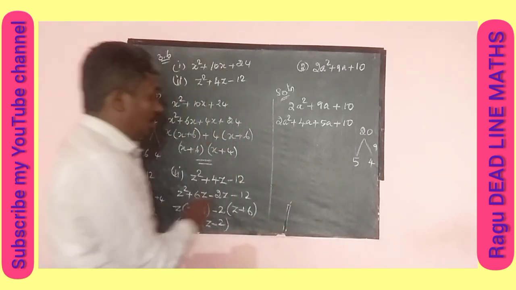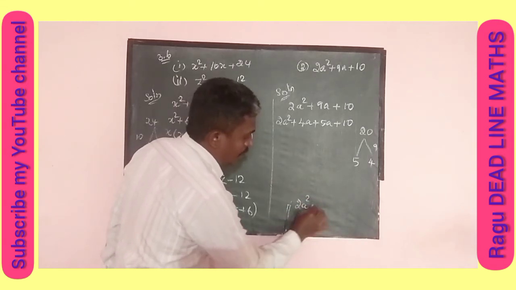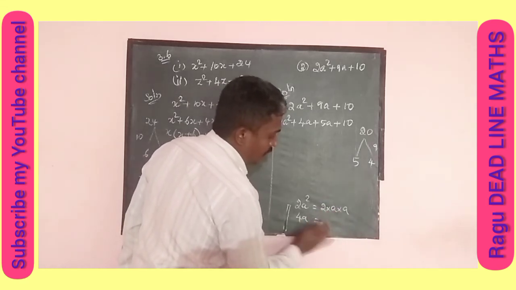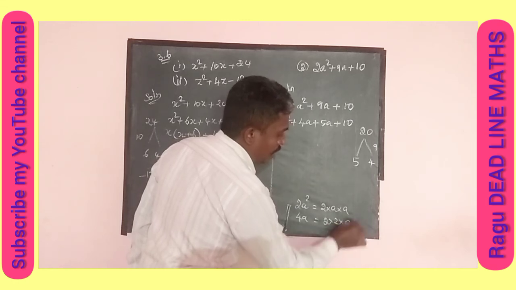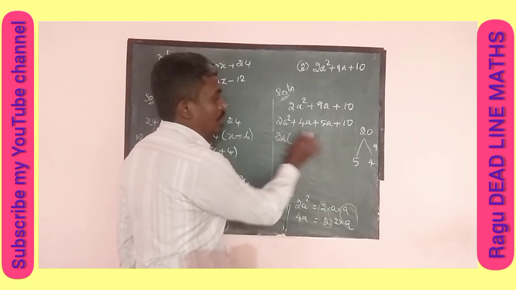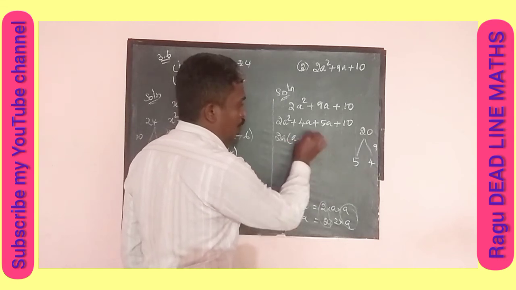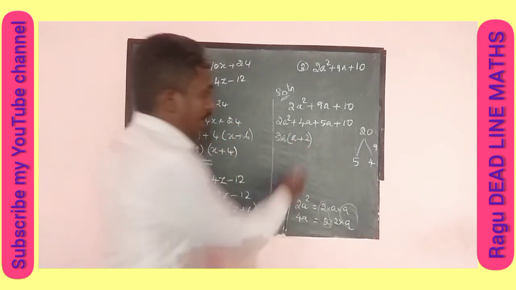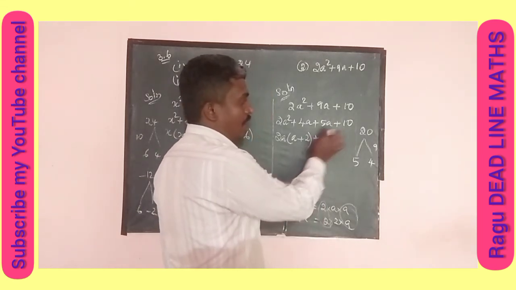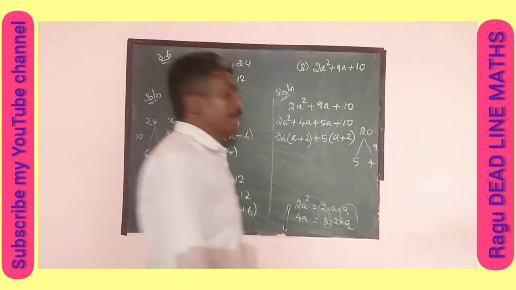From these two values, from here we will find. Like this, 2a square, then 4a. So 2a square means 2 into a into a. Then 4a means 2 into 2 into a. So a is common and 2 is common. So 2a we are taking outside for these first two terms. So what about the balance? A plus 2. And next, in these two terms, 5 is common. 5 ones are 5, 5 twos are 10. Again, a plus 2.